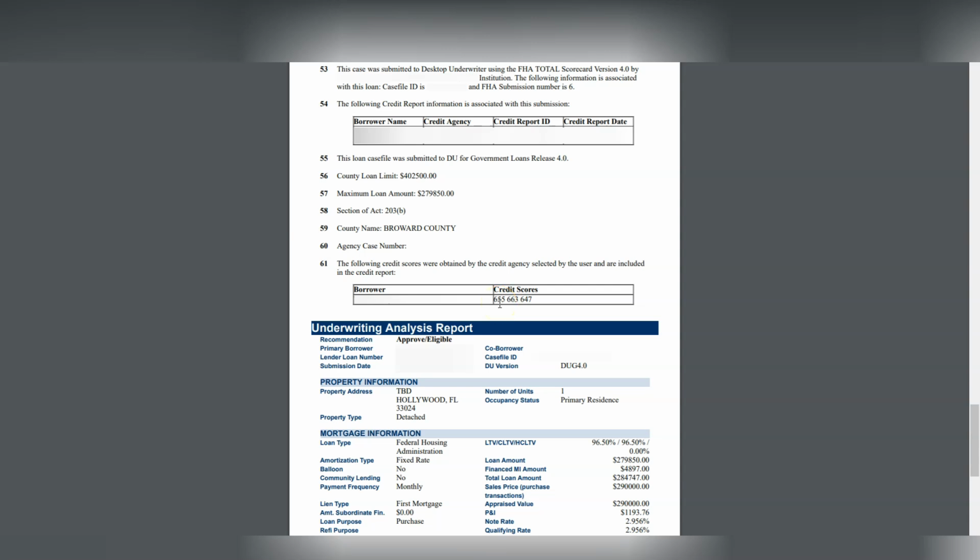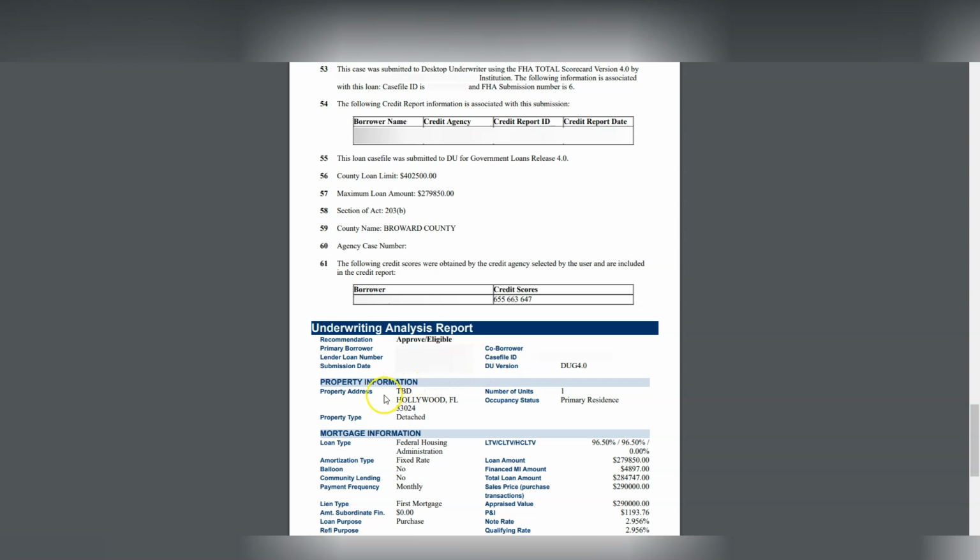Now we're going to get down to the more important information, which is the underwriting analysis report. So the recommendation again was approve eligible. The borrower's name is here, the loan number is here, the submission date, co-borrower's name should be there once there is a co-borrower, case file ID, and the DU version.